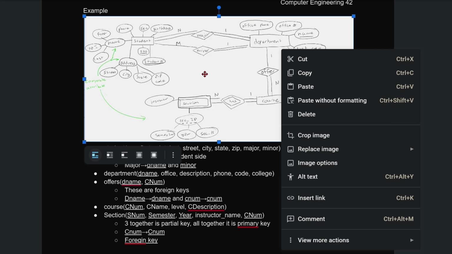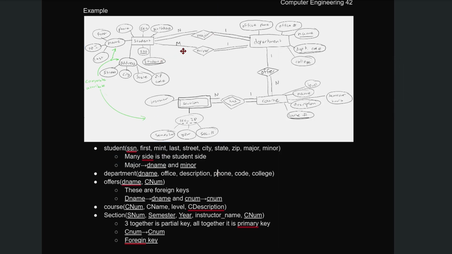Now for our major and our minor. Well, we can see that they're both one to many. And for one to many, we are going to pair the actual relationship with the side of the entity that has the many. So that means our major and minor are both going to go with our student in this part right here.